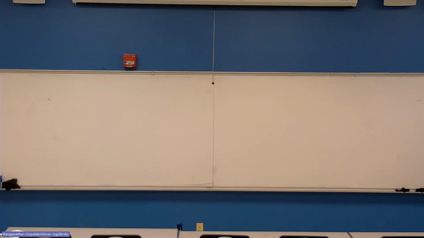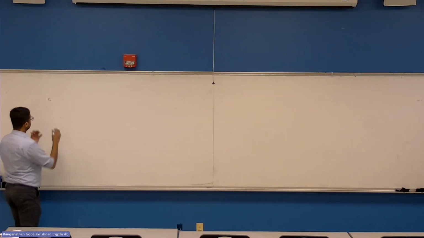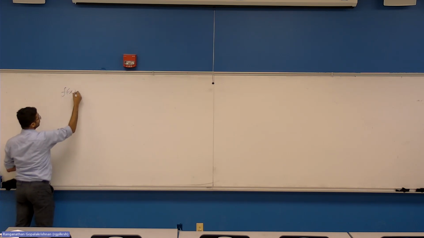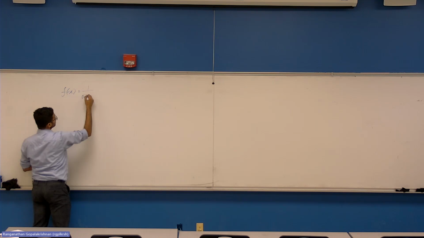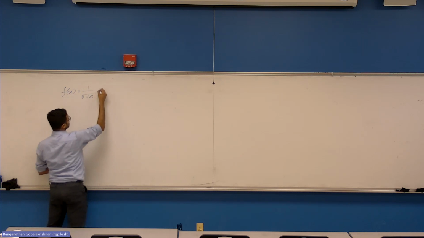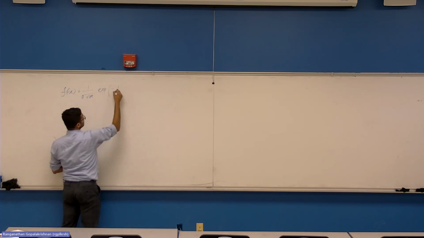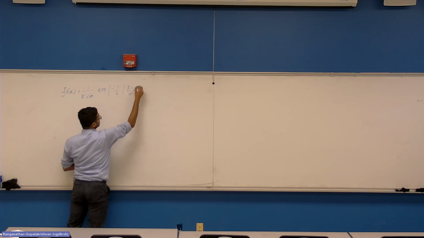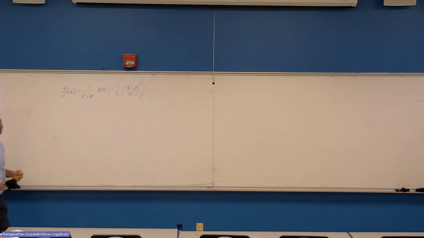So last lecture we saw what is the normal distribution, which we wrote the probability density to be f of x equal to 1 over sigma square root of 2 pi, exponent of minus 1 half, x minus mu over sigma, the whole square. Now, how did somebody ever come up with this?